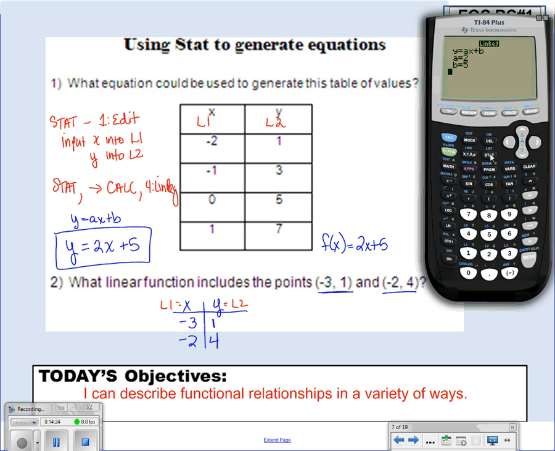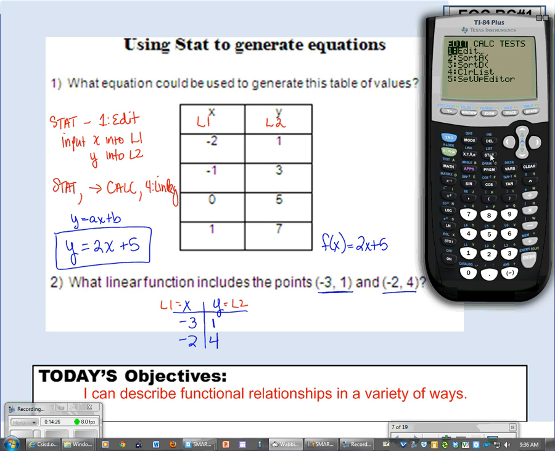So let's go back to stat. We're going to hit, again, 1 for edit. This time I'm going to clear out what's in the column. And the way we clear it out, we go up to the top and press clear. Notice I didn't push delete, I pressed clear. Clear means I'm clearing out the list. If you press delete, it will actually delete your entire L1 and L2. So now it's cleared out.